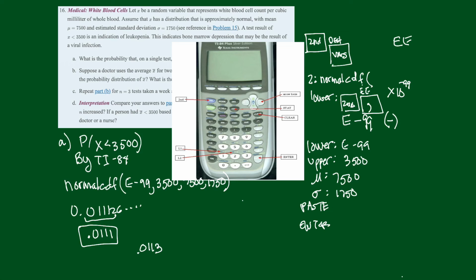And then what you got is this. You can't see it all, right? So when you actually do it all, here's what it should be: normal CDF of E negative 99, 3,500, 7,500, 1,750, and then you press enter, and you get 0.0111 and a bunch of other stuff. Okay, now it looks longer than it really is, because after you do the calculator a few times, you'll get it.